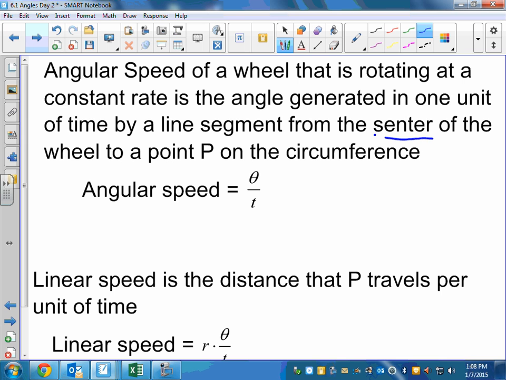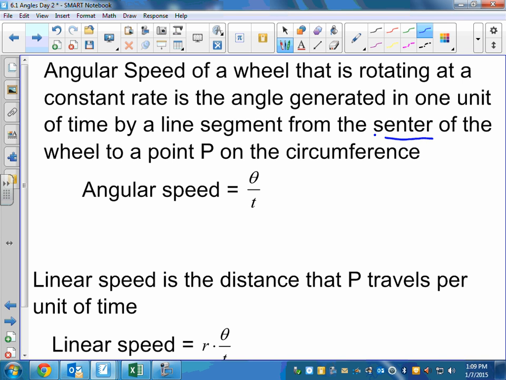Angular speed of a wheel that is rotating at a constant rate is the angle generated in 1 unit of time by a line segment from the center of the wheel to a point on the circumference. Basically, it's just like the speed in terms of radians. Instead of talking about revolutions per minute, we're changing it in terms of radians. That's kind of hard for us to imagine, which is why we like linear speed better, which we'll do in a minute.